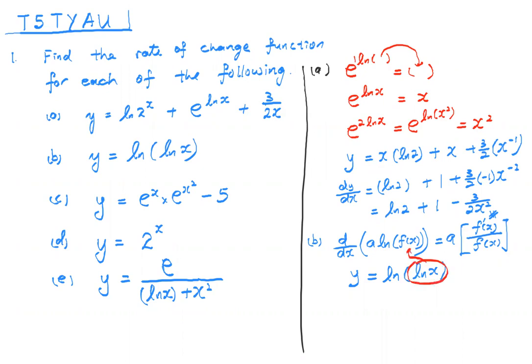So therefore, your dy/dx will be equal to, when you differentiate ln, it is a fraction, correct? So you put your f(x) at the bottom here. So the derivative for ln x will be 1 over x. So the whole thing will be 1 over x ln x. Are you okay?